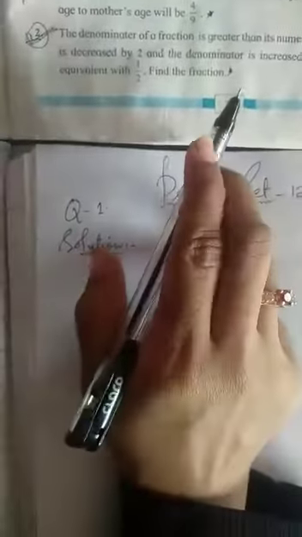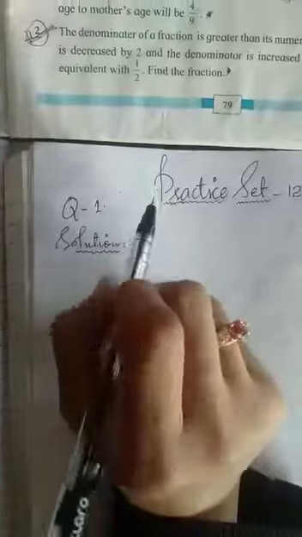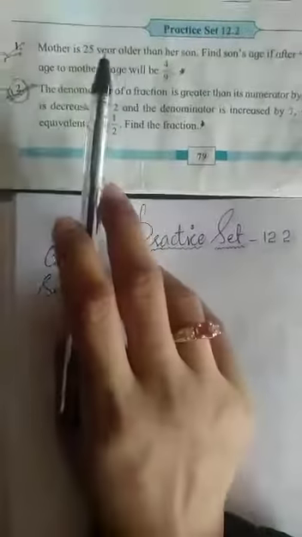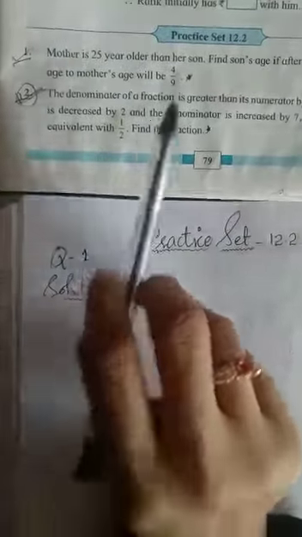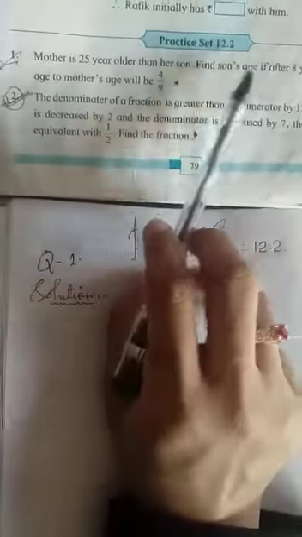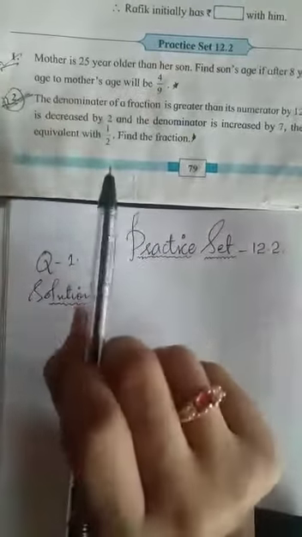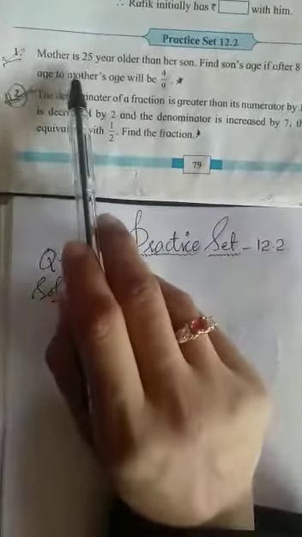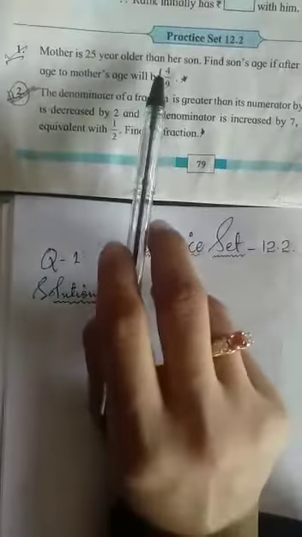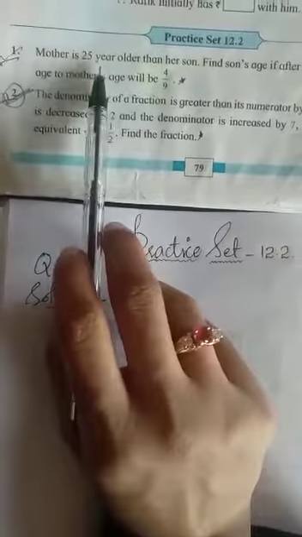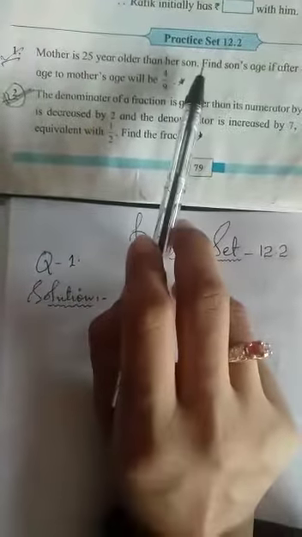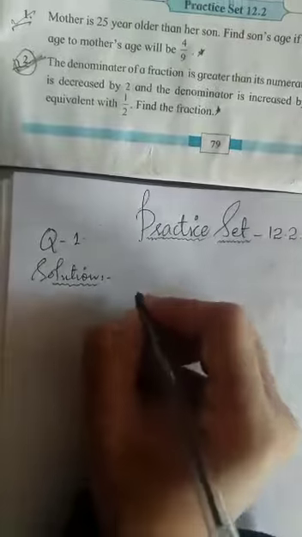As you know, we don't know the present age of the son, or even the present age of the mother, because it is given that after 8 years the ratio is this. After 8 years means 8 years added to the son's age and to the mother's age too. The mother is 25 years older. So see how to solve it. First we have to find their present ages.